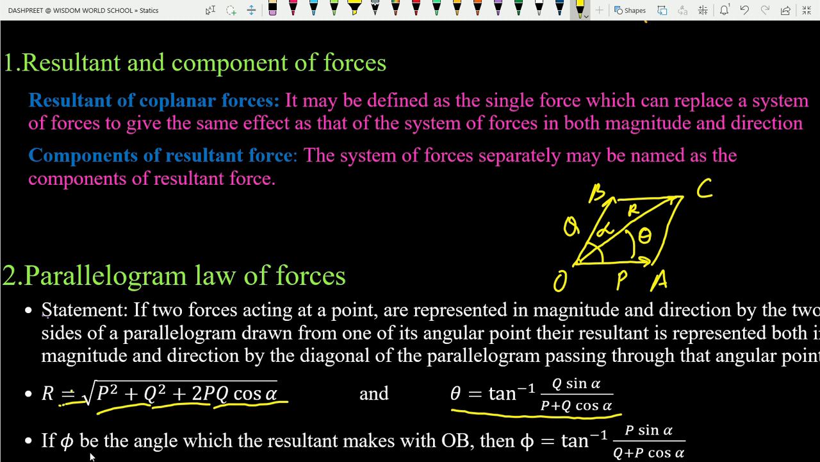If phi is the angle which this resultant makes with the line OB, then phi will be given by tangent inverse of P sin alpha upon Q plus P cos alpha.